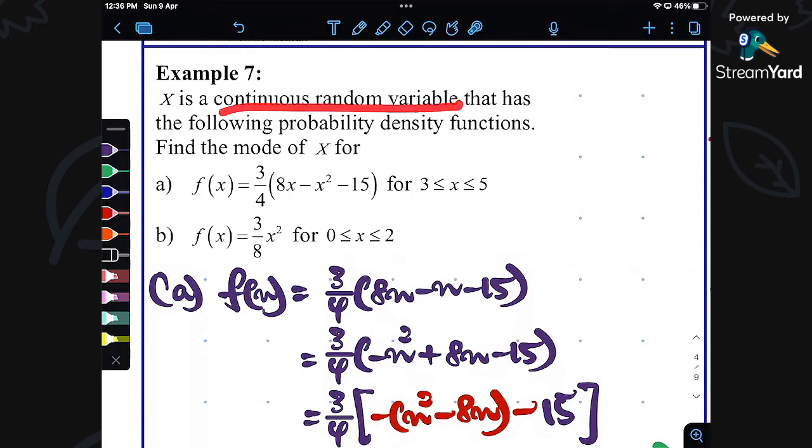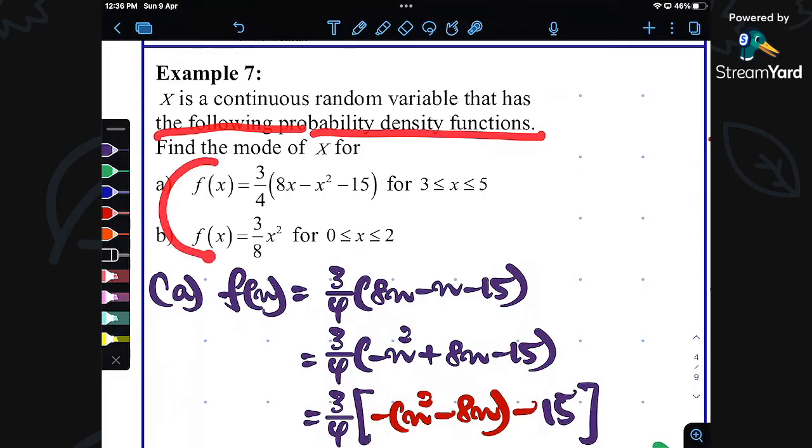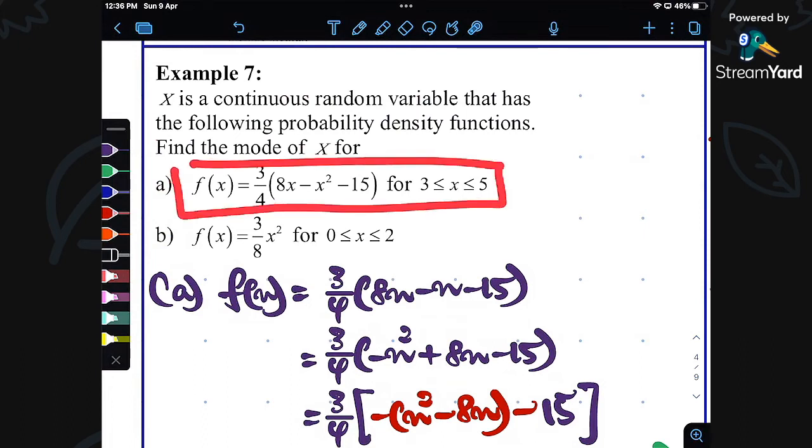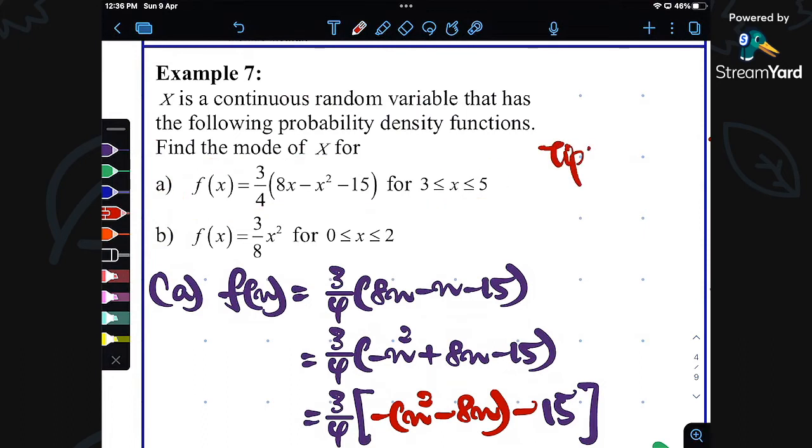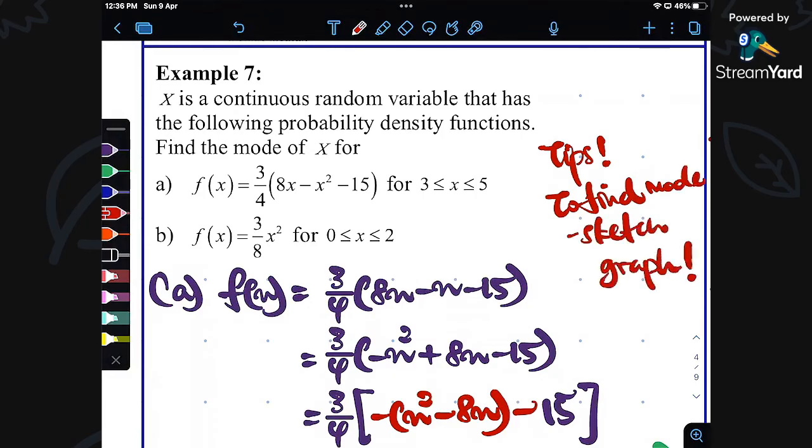Right, let's do this example 7. X is a continuous random variable that has the following probability density function. So all of this is still a probability density function. Find the mode of X for these two questions here, but I will do the first part only. So basically, there is a tip here. In order to find the mode, we must be good at sketching the graph. This is the only way to find the mode, you know that?